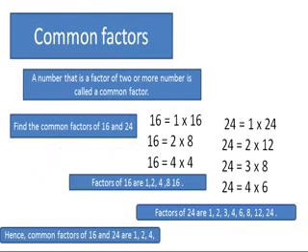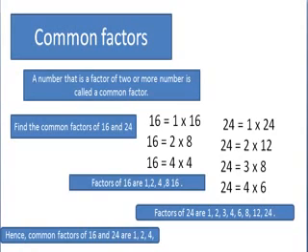Now let's see the properties. Now the common factors if we take out. A number that is a factor of 2 or more numbers is called a common factor. जैसे अगर हमको कहा 16 और 24 के common factors बताइए. So we were talking about common factors. Now find out common factors of 16 and 24.